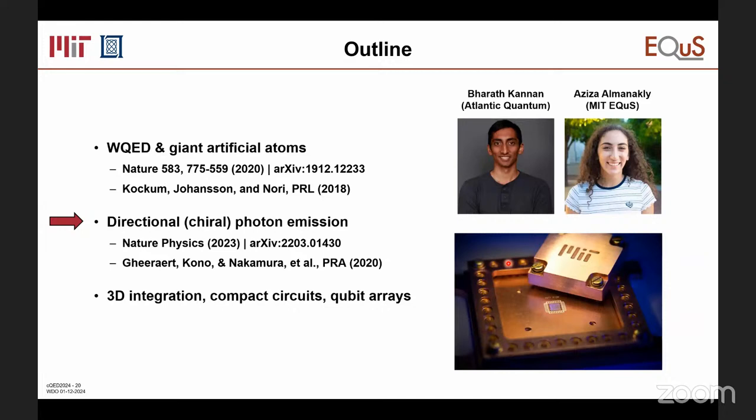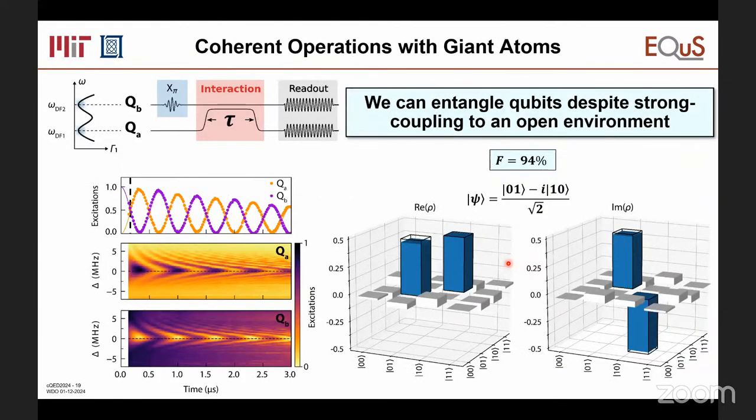Okay, so let me move on now from a giant artificial atom to, Charlie, yeah. What is the point that sets the decoherence free point? I missed that. Oh, yeah. So Charlie's asking, what's the point that sets that decoherence free point? And it's basically that the qubit can emit in multiple directions and multiple points along the waveguide. So you're just creating an interference effect where that's a cancellation point. That's right.